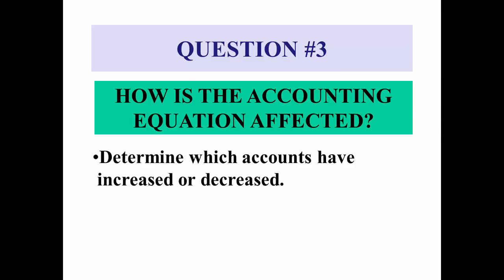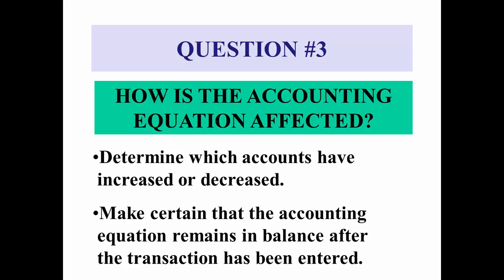We have question 3, in which we first determine if something has increased or decreased by going back up to question number 1 and asking, do we have more or less of each of those things? Then we make sure that the accounting equation is still in balance by putting our amounts under the A, L, and the E.